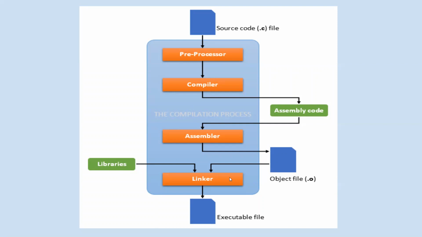That object file is given to the linker. Now, the linker is used to link the C library functions. These library functions are pre-compiled, and the object code of these library files is stored in a .lib extension. The main function of the linker is to combine the object code and library files with the object code of our program.